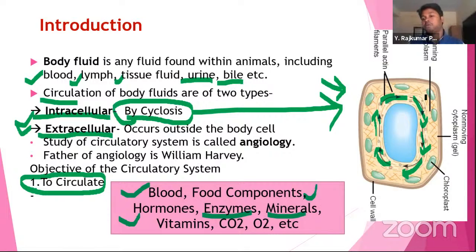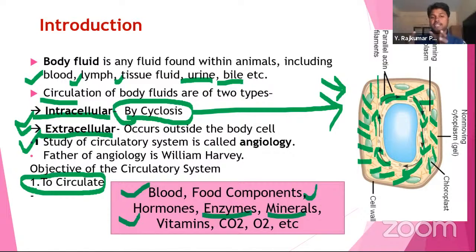By this cyclosis process, the substances, gaseous substances, and food components are supplied all over the cell. Okay, this is called cyclosis, which you find in the lower organisms, mostly in unicellular organisms. Next is extracellular circulation. Extracellular means outside the cells. Okay, so most of the higher animals carry this out, and it occurs outside the body cell.